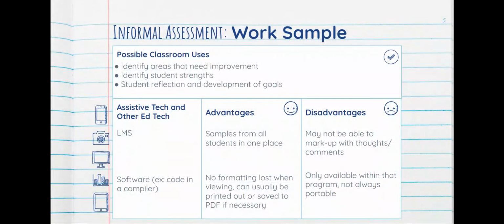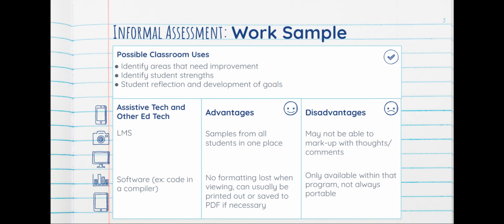My third informal assessment is a work sample. Possible classroom uses are to identify areas that need improvement or even identify student strengths. Student reflection and development of goals can also be used when students make a work sample at the beginning of the year, develop a goal, and then create a similar work sample at the end of the year and compare their growth. The learning management systems that most of us use in our classroom allow samples to be collected all in one place. Unfortunately, though, they do not always provide an opportunity for marking up, for correcting, or writing down thoughts and comments. Another assistive technology or educational technology for a work sample could be specialized software.